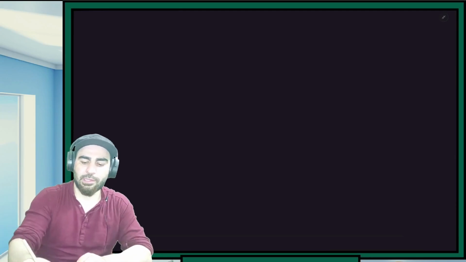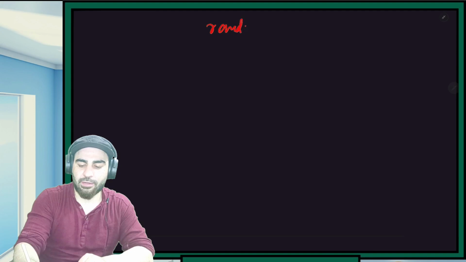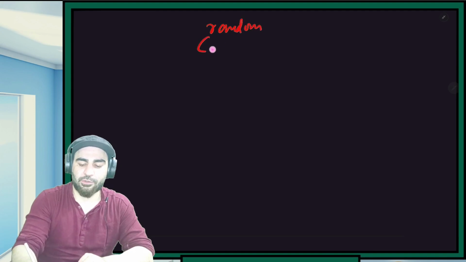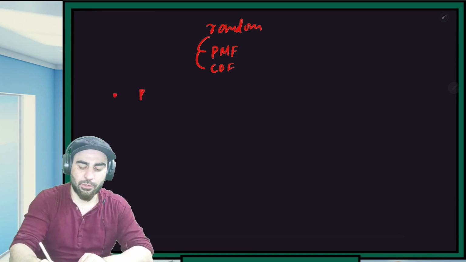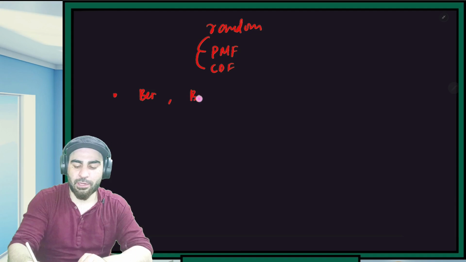So far what we have done is we have covered random variables. So in random variables, we saw that there is an associated PMF and CDF. Then we saw a lot of types of random variable. The first thing we saw is the Bernoulli random variable. We saw the binomial random variable, then a hypergeometric random variable.